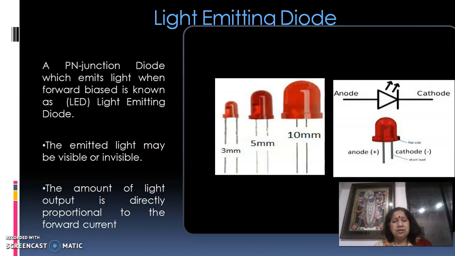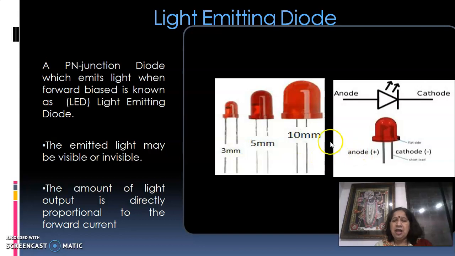It is again a PN junction diode which emits light when forward biased. The emitted light may be visible or invisible, and the amount of light radiated from this diode is directly proportional to the forward current.